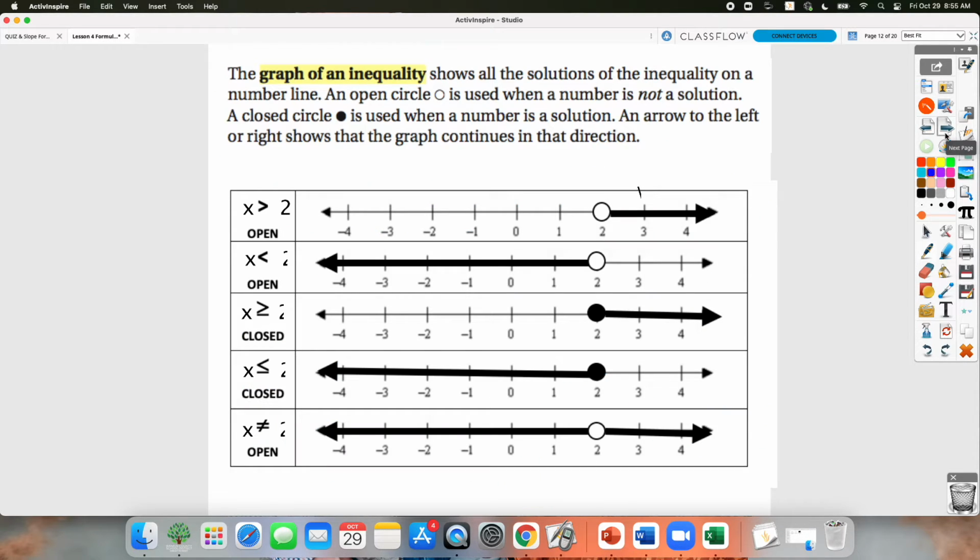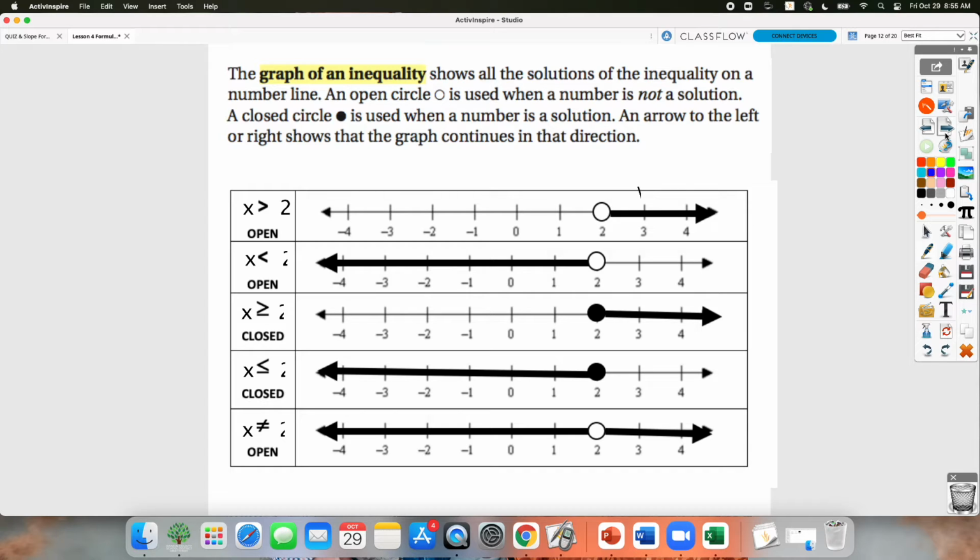Okay. All right. The graph of an inequality shows that solution set. So it shows all the values that could be substituted in for our variable and make that inequality true. So we use an open or a closed circle to tell whether our boundary point, or the number that we're comparing x to, is a solution to that inequality or not. So, like, for x is greater than 2, we talked about this a little bit earlier. We just didn't have the picture of the graph to go along with it.